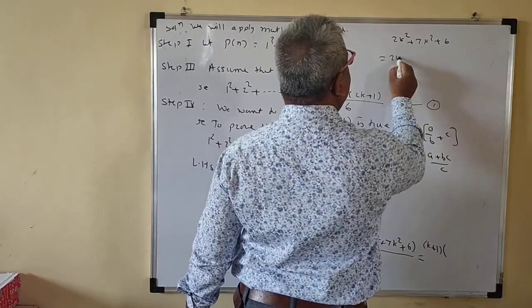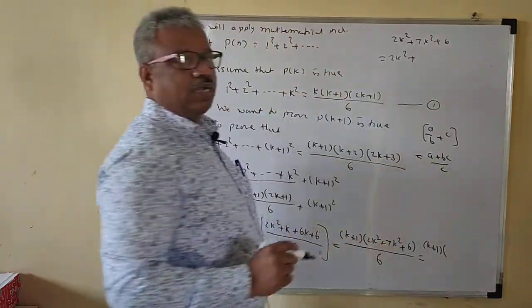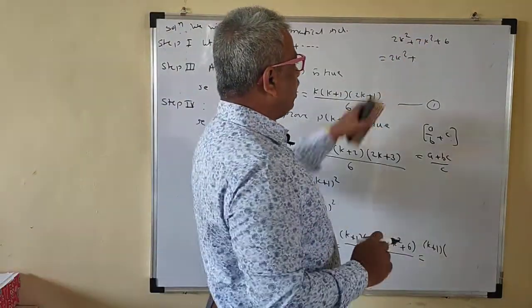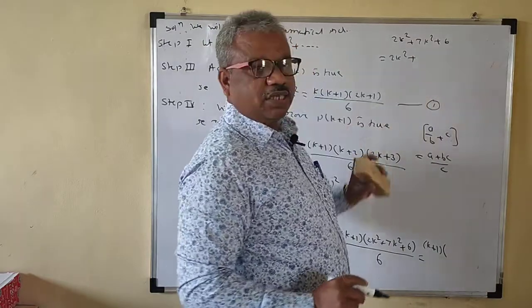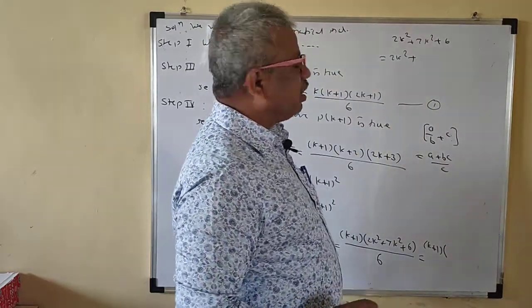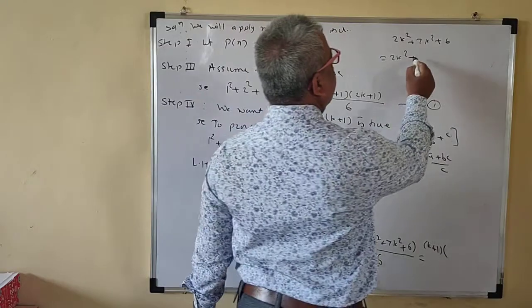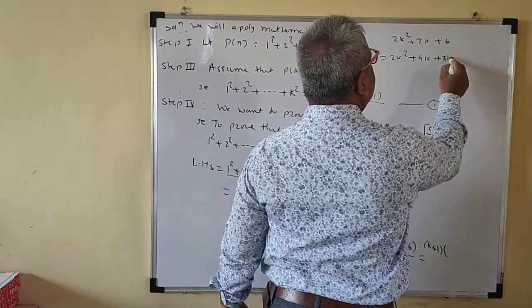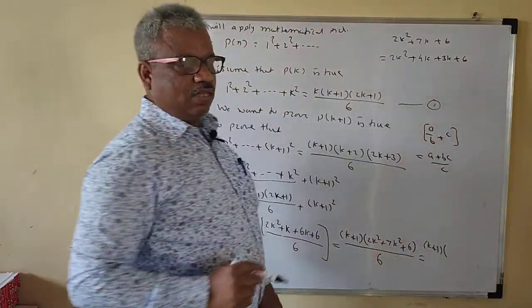How can you factorize this one? 2k square. Your product is 12. So 12 means what? How can I write this? Product is 12 and the sum is 7. So the numbers are 4 and 3, right? So I can write this as 4k plus 3k plus 6, right? So I can write this.